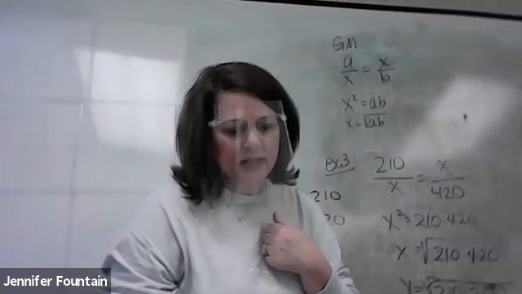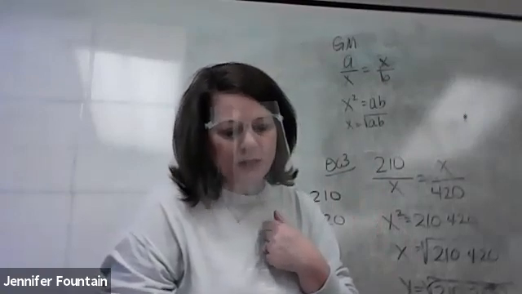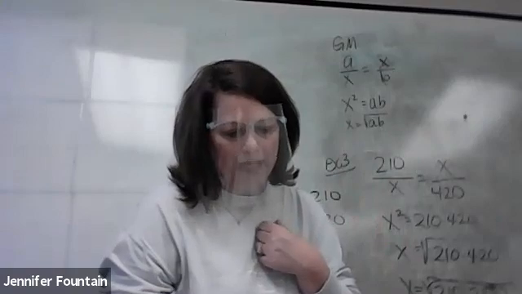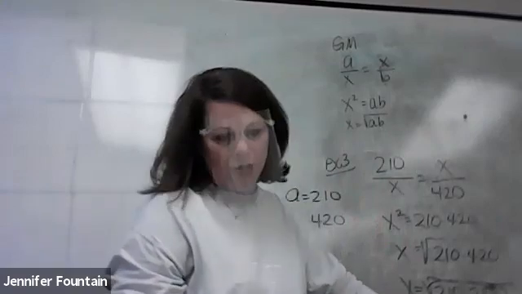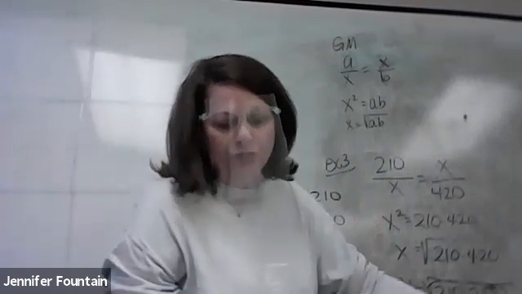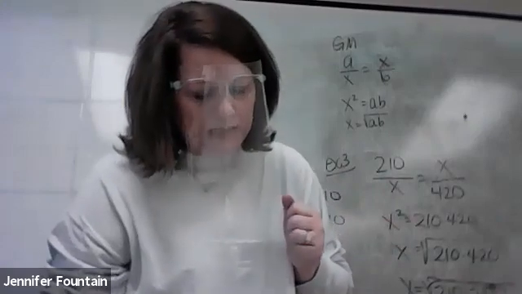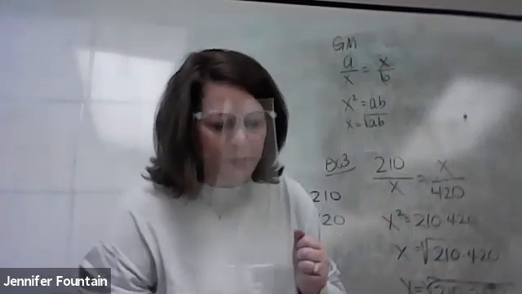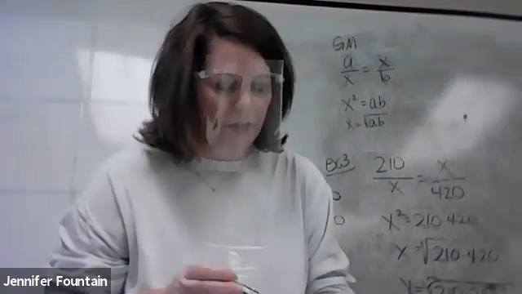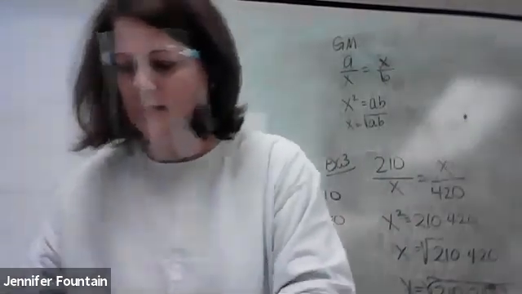Now, notice it says underneath it, the geometric mean of 210 and 420 is 210 times the square root of 2, or about 297. So the distance labeled X in the diagram is about 297 millimeters. So let's stop there for a minute.